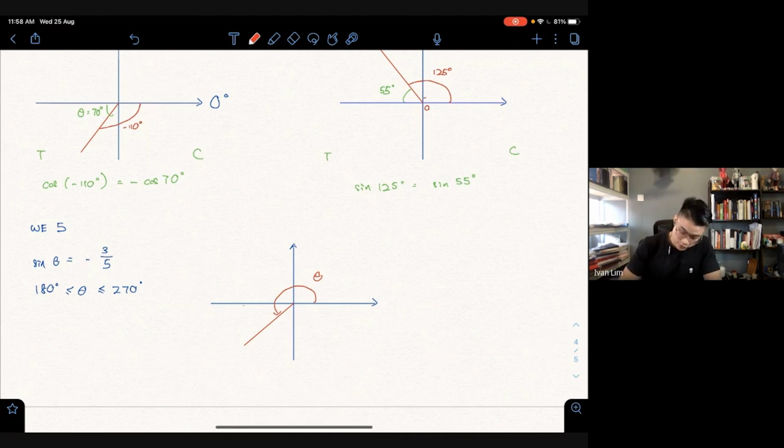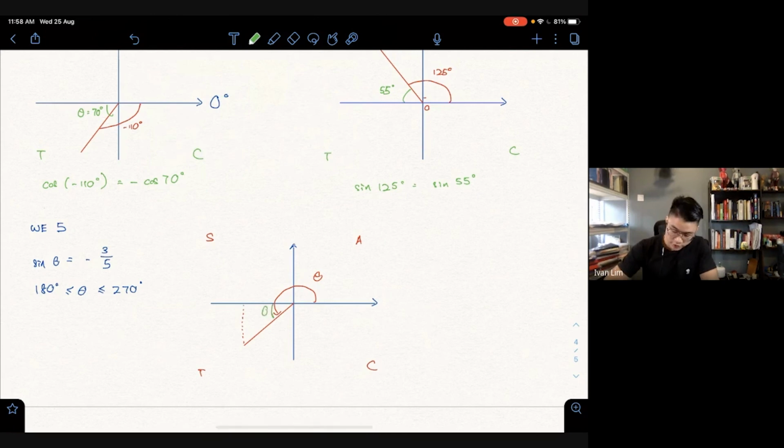Okay, so knowing this, what do we know? ASTC, right? ASTC means in my third quadrant, my sine theta and cos theta will be negative. Only tangent theta will be positive. So what do I mean by value? Like negative 3/5. This is called a value. You all observe why they write sine theta equals -3/5: it's because it's in the third quadrant and the sine value will be negative.